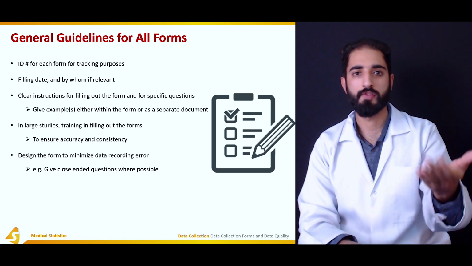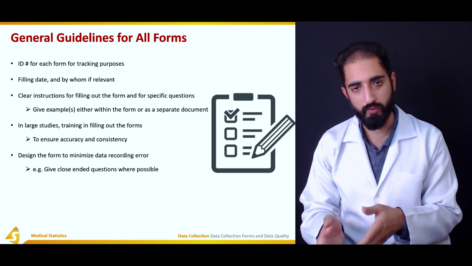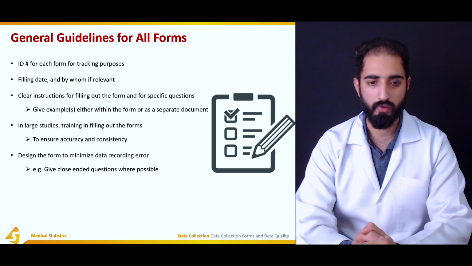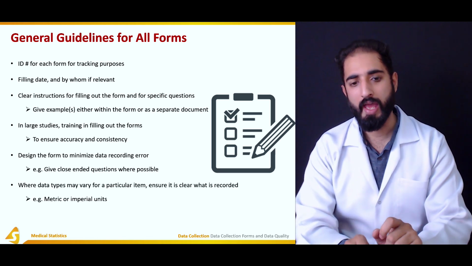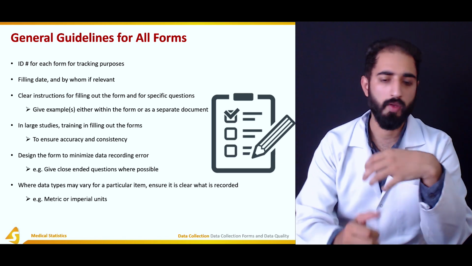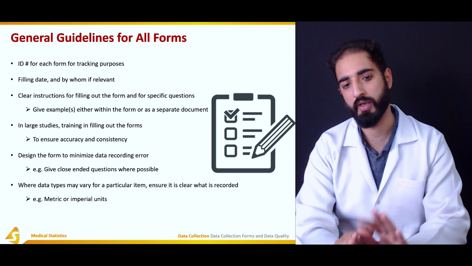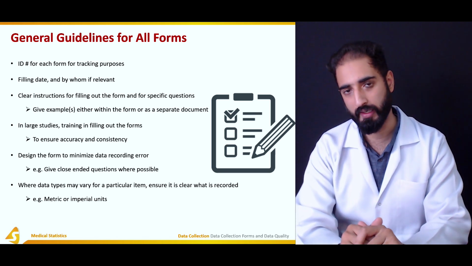Or for example, if someone has mentioned weight, but you don't know whether it is in kg or in pounds, that data is useless for you. So for that, give close-ended questions wherever possible, and also the data types may vary for a particular item. As I already mentioned, ensure it is clear what is recorded. For example, clearly mention what type of unit you are asking.